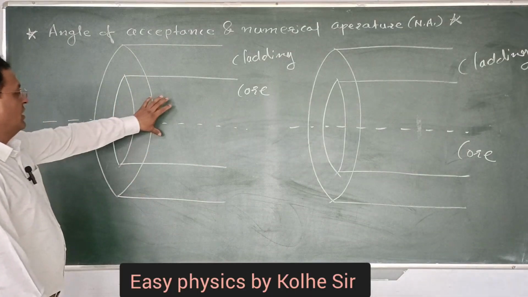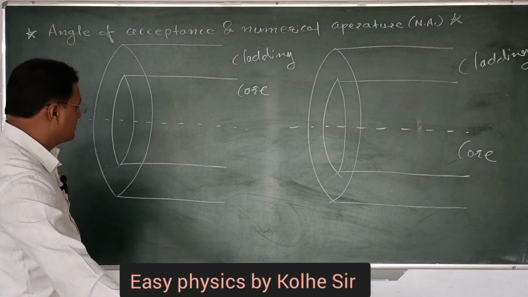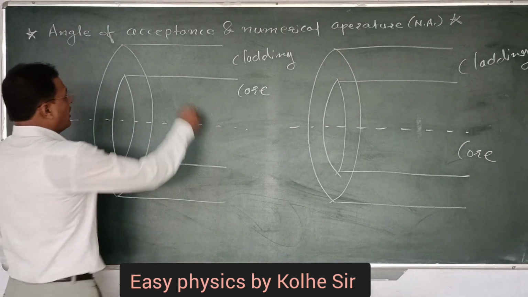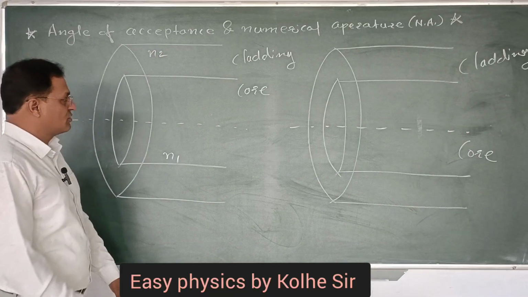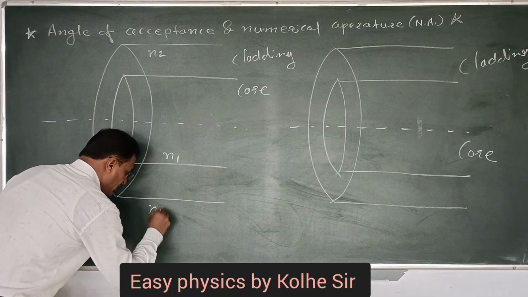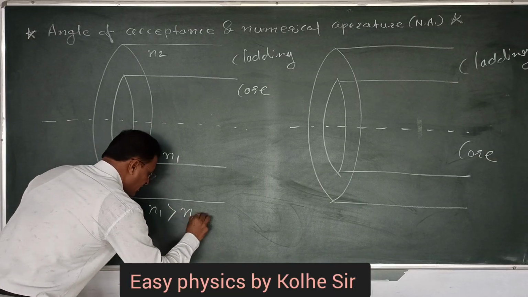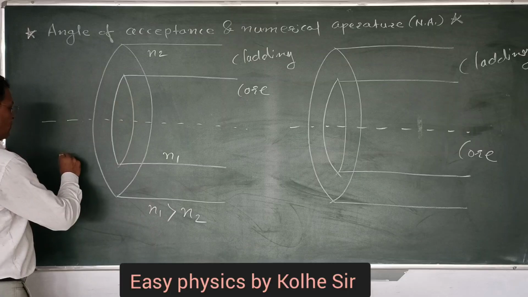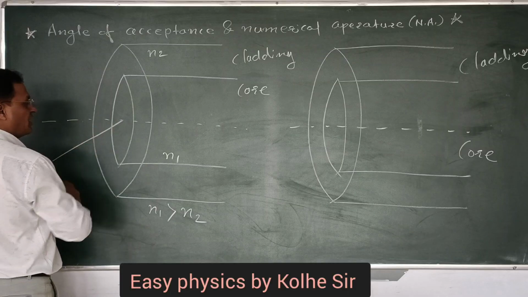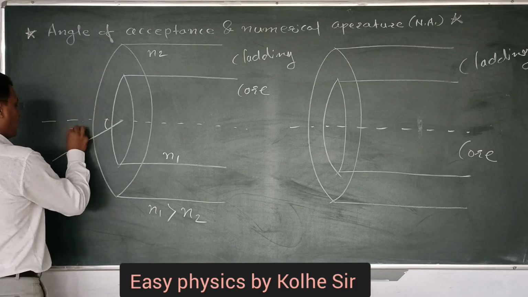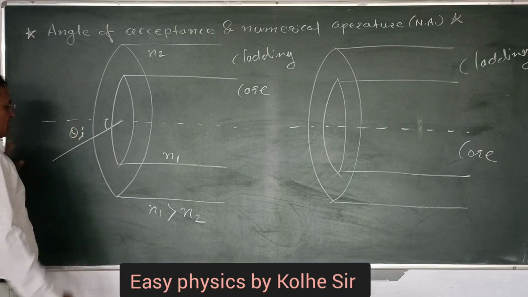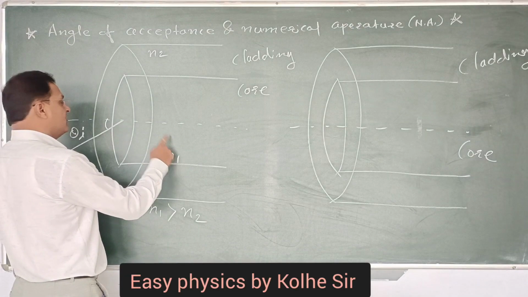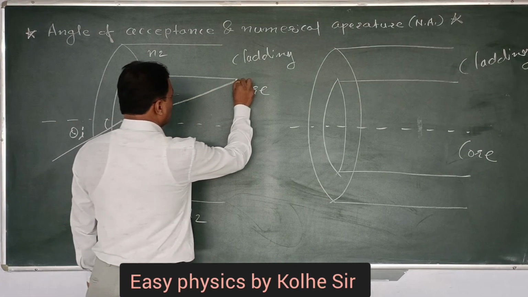Now listen, this is the core. Suppose N1 is the refractive index of the core and N2 is the refractive index of the cladding. The refractive index of the core is always higher than the refractive index of the cladding. Now suppose a ray of light coming from the surrounding enters the core. Suppose this incident angle is theta suffix I, and the refractive index of the core is higher. That's why the ray of light bends toward the normal.